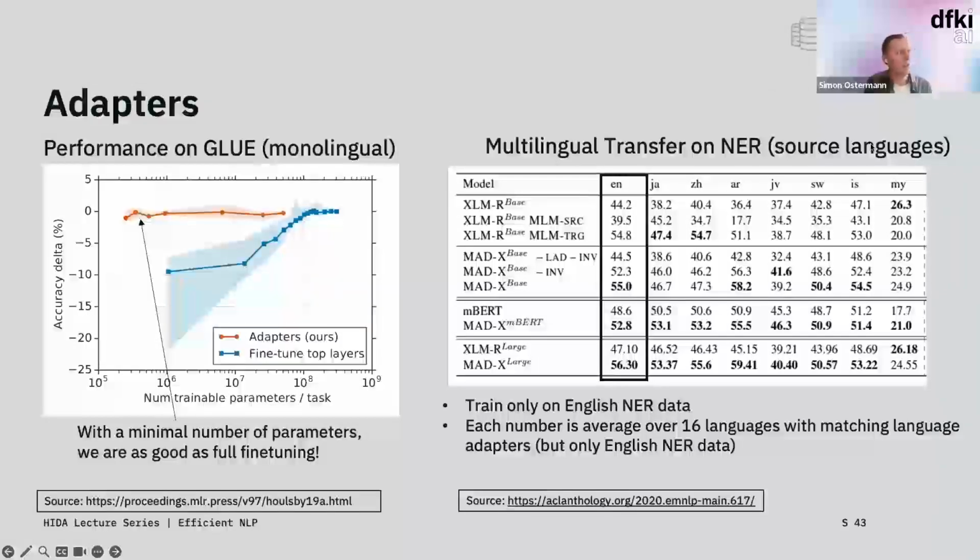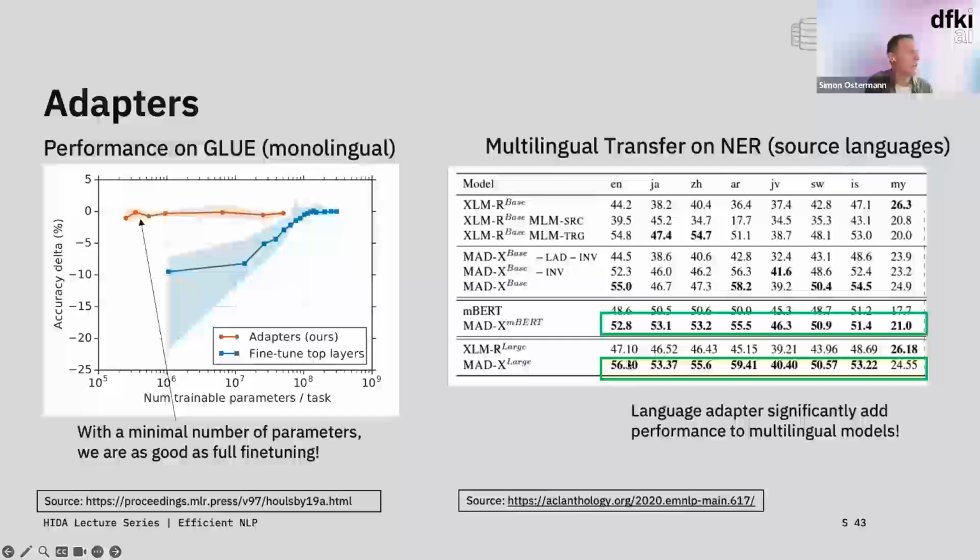We also see that it works very, very well for multilingual transfer. What you see here is a model that is only trained on English named entity recognition data. And you see that MAD-X, the multilingual model with language adapters, outperforms all the other models by far. And this holds across languages, right? So you can do language transfer across many, many languages with these language adapters, which is why they are still used a lot today.